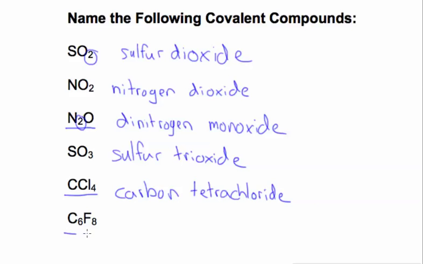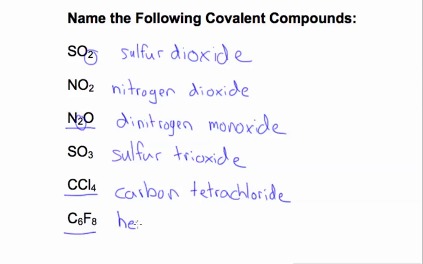Look at this last one. So prefixes we haven't used yet. The prefix for 6 is hexa. A lot of students will get hexa and hepta, which is 7, backwards. I remember 6 has an X, and so does hexa, and that helps me.